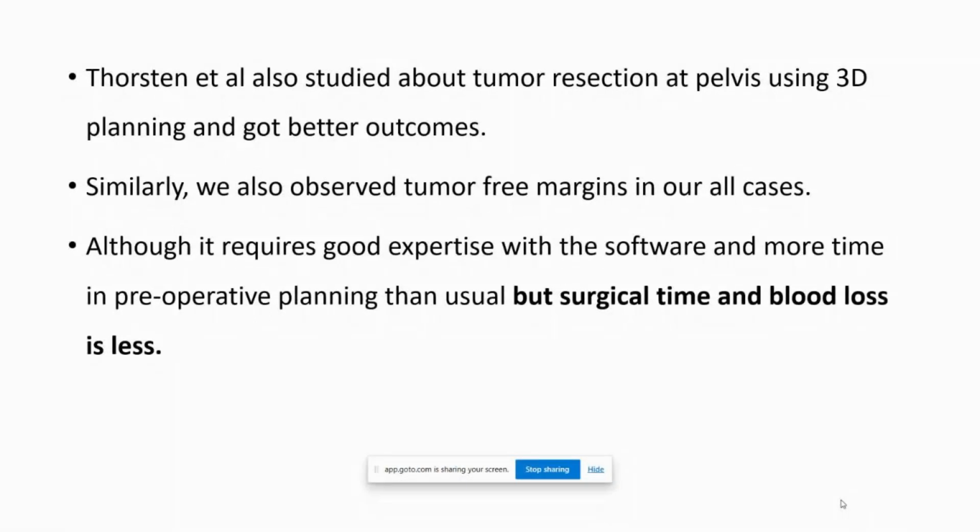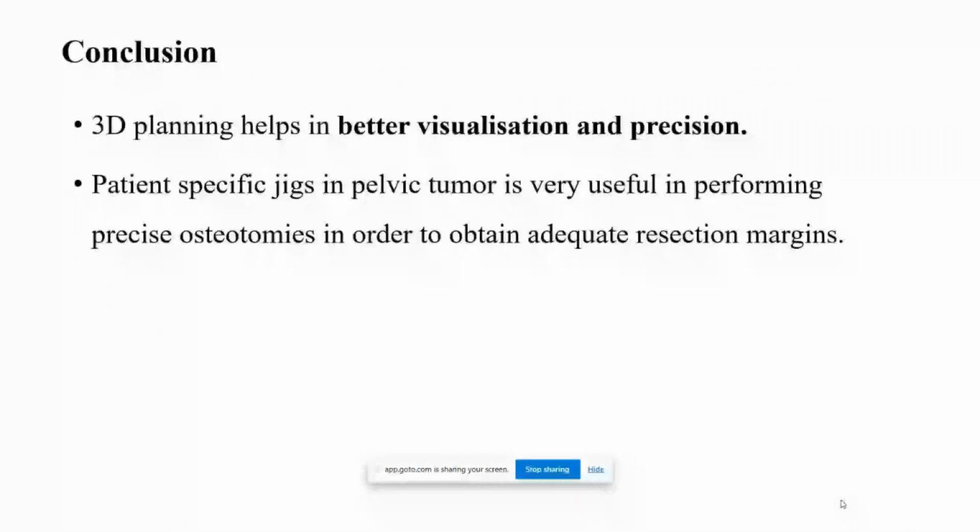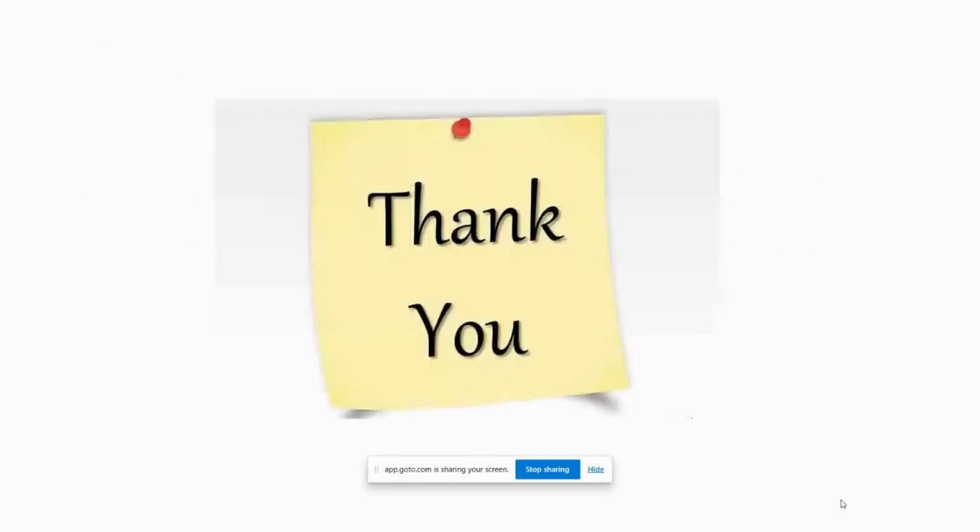The conclusion is that 3D planning helps in better visualization and precision. Patient-specific jigs help in performing precise osteotomy in order to obtain an adequate resection margin, and overall 3D printing is very helpful in surgical care. Thank you. Any questions?